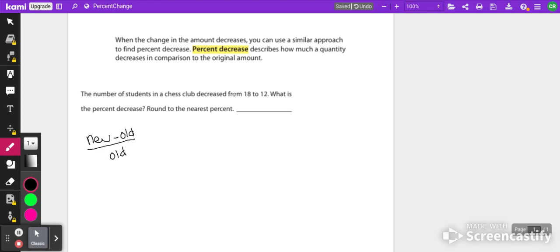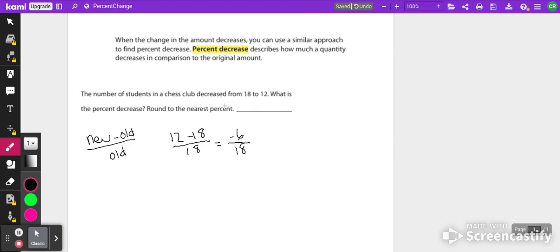So it decreased from 18 to 12. So it went from 18 to 12. That means 12 is the new. So it'd be 12 minus 18 over 18. Now, this is where people get mixed up a little bit, because this is 12 minus 18, which would give you negative 6, and then 18 still on the bottom.